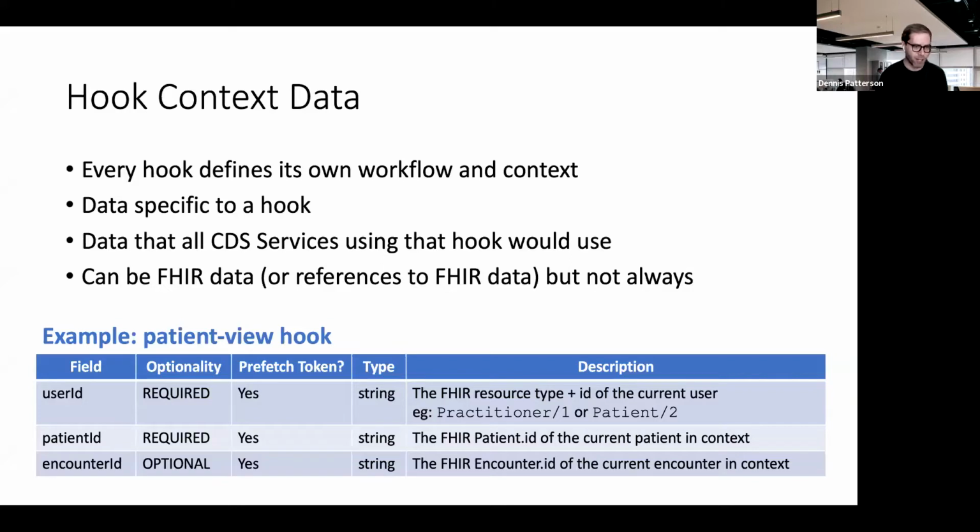So in this example for patient view, we have a user ID, which is not only the logical ID, but also the FHIR resource type. You can envision that in an EHR setting, this might be a practitioner opening the patient's chart, but the patient portal may have a patient view scenario as well. So we allow for multiple resource types to be used there. Patient ID is just the raw ID of the patient in the system, and then optionally an encounter if the patient's record was open in the context of an encounter.